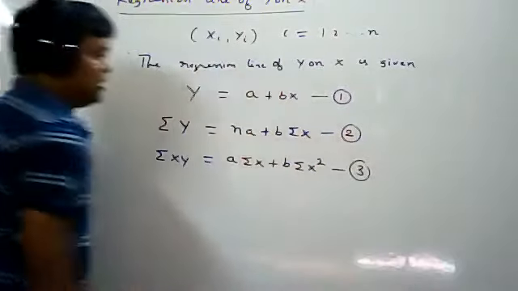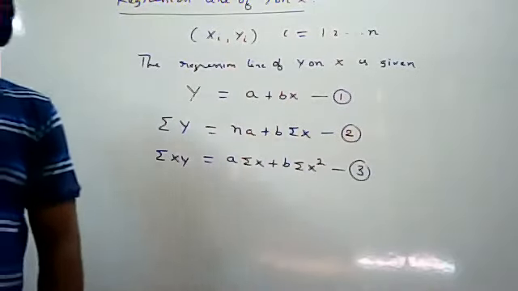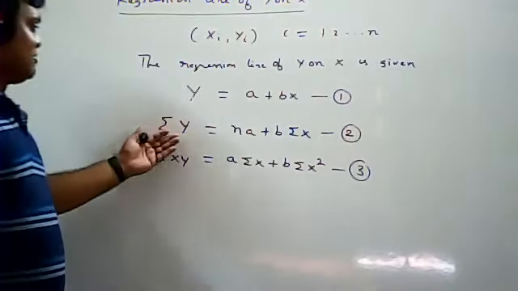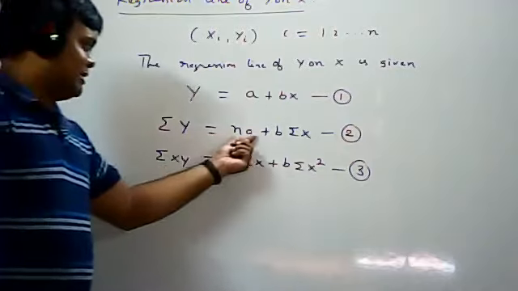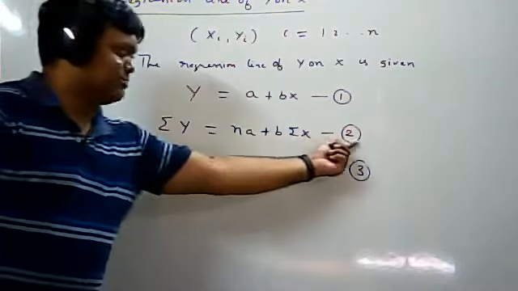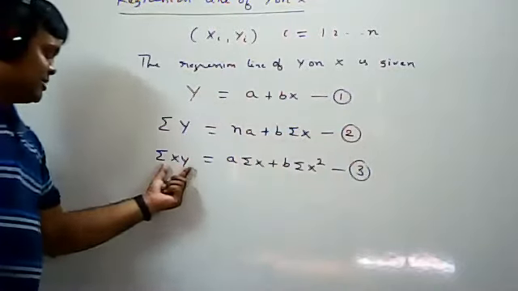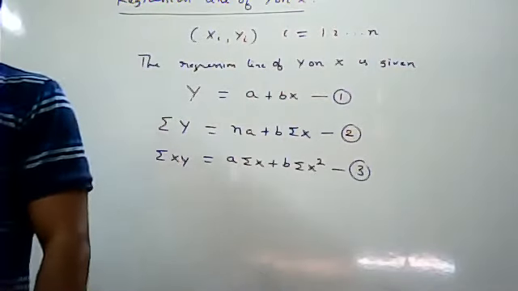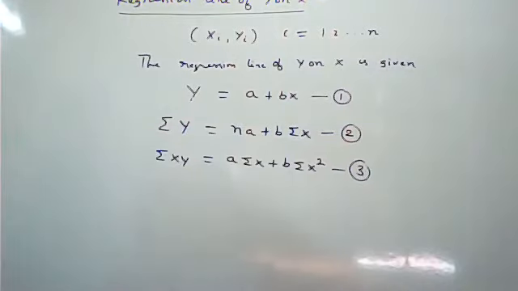So already in curve fitting we have learned, so directly I will consider the normal equations of this straight line. So these are the normal equations. First normal equation is summation y equal to na plus b summation x. That is equation number 2. Next normal equation is summation xy equal to a summation x plus b summation x square. This is equation number 3. Okay.